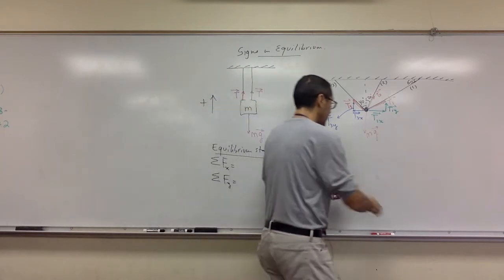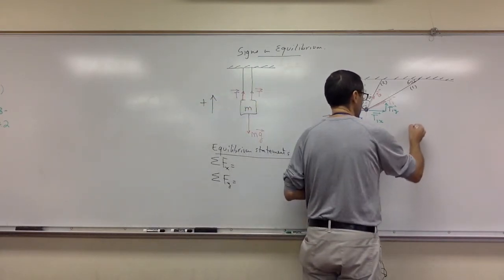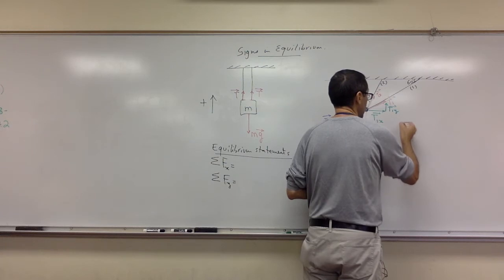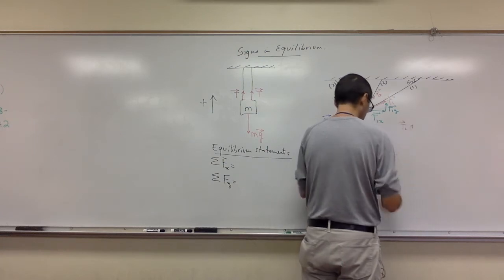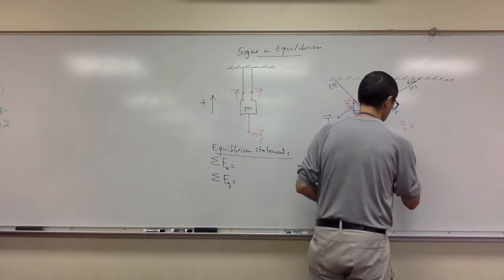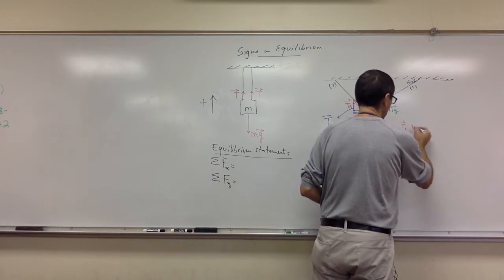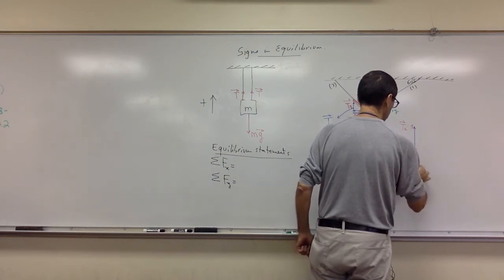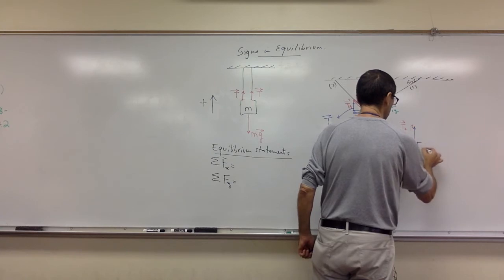T2, I'm just going to take it and put it out here somewhere, because there's no room in there. So here's T2, and I break that into x and y. And again, it could be y and x. It's just a matter of choice.